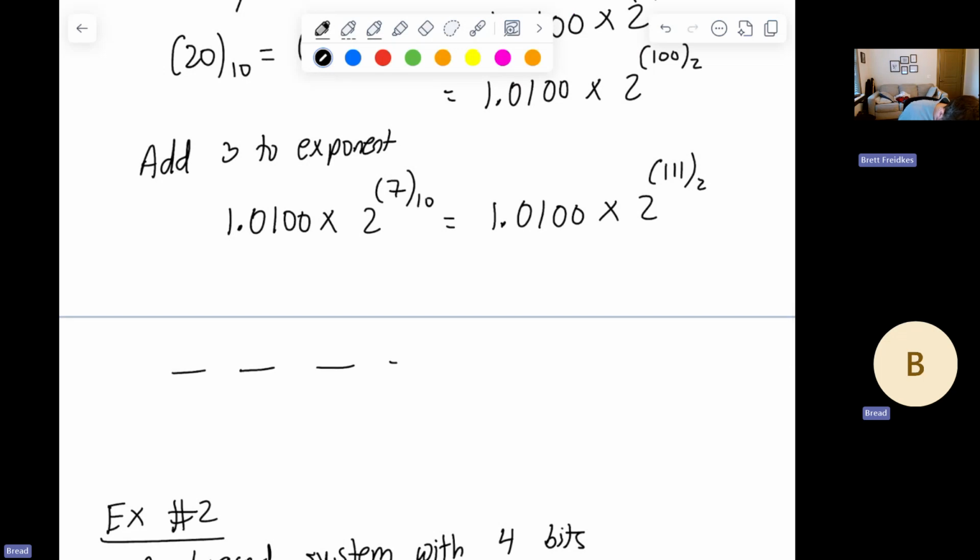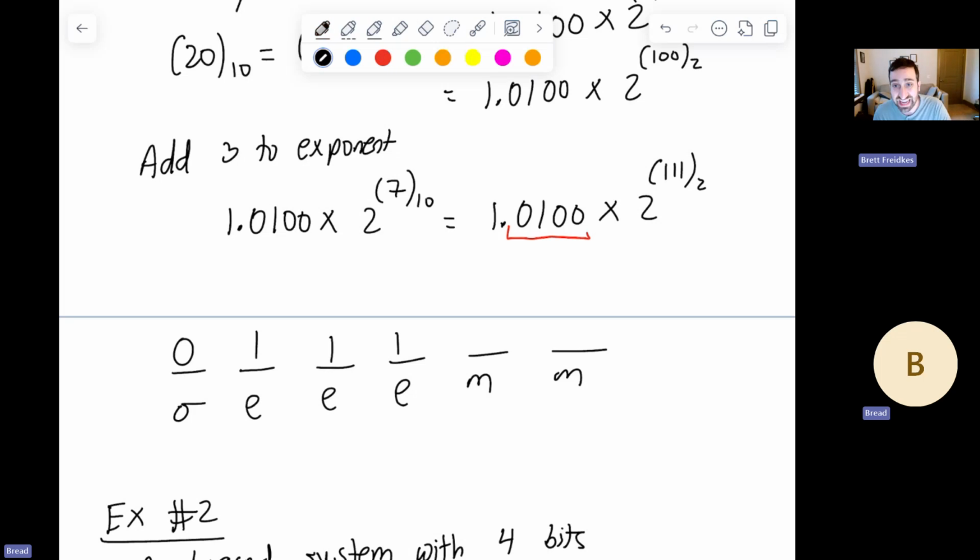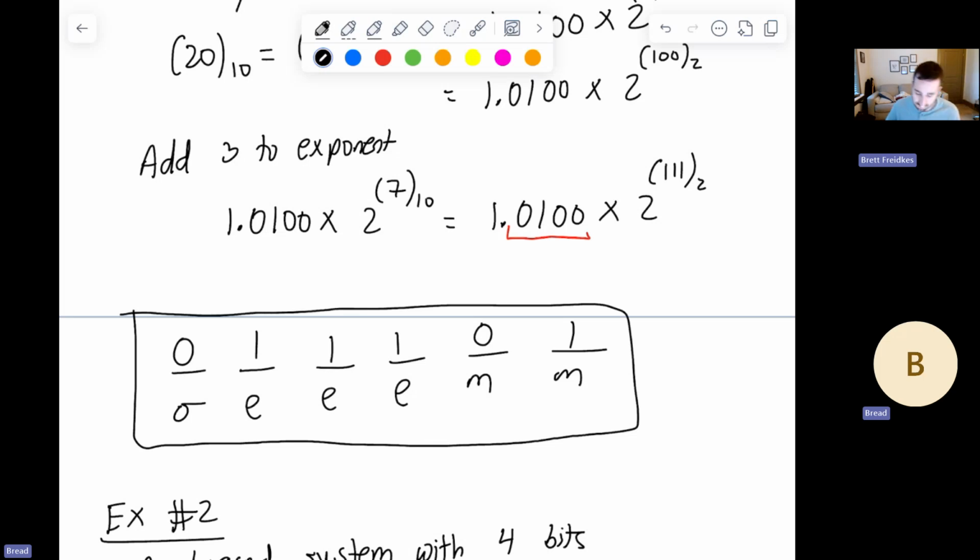So in the bias system, this is sigma, E. This is a positive number, so the sigma is 0. The exponent is 111. The mantissa are the bits to the right of the decimal, and if we can't fit them all, we just end up with some round off error. But in this situation, the only meaningful bits are the first two. The others are all 0. So this is the exact representation of 20 in the bias system.